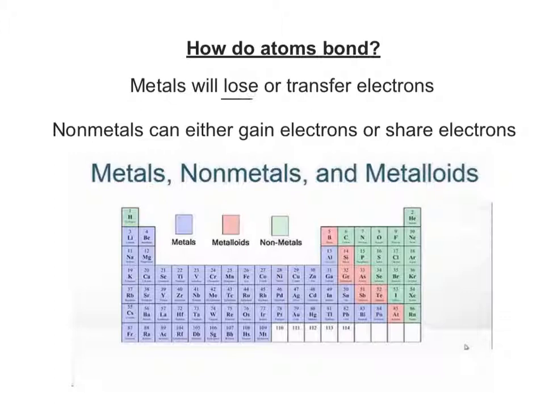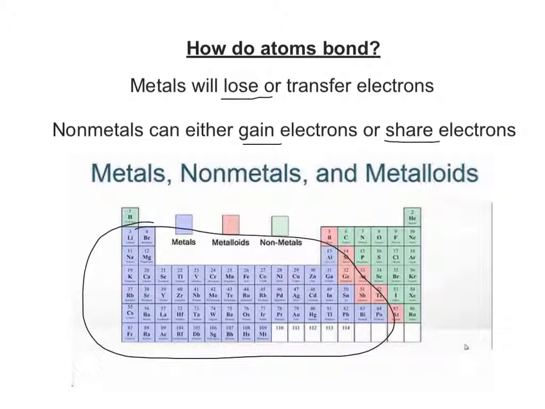How do atoms bond? Metals lose electrons. Another word for lose is transfer. Nonmetals can either gain electrons or share electrons. Let's look at our metals first. Our metals are our losers. They're going to lose electrons to nonmetals. So nonmetals are going to gain the electrons from the metals. They are your gainers.